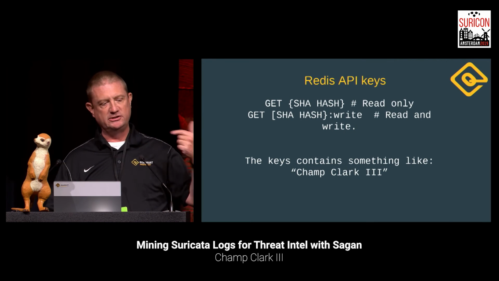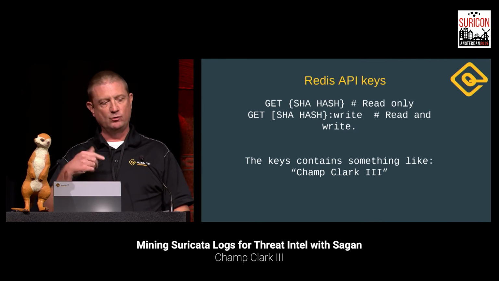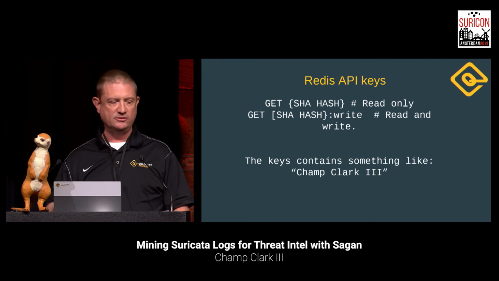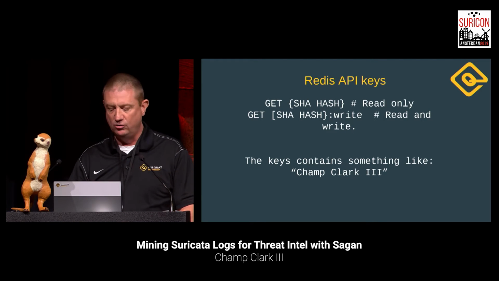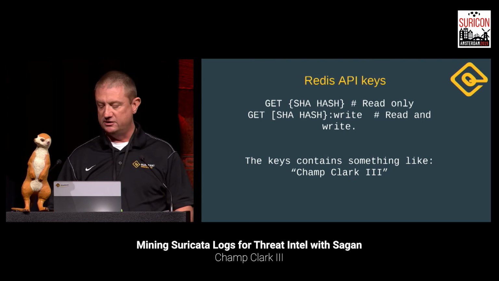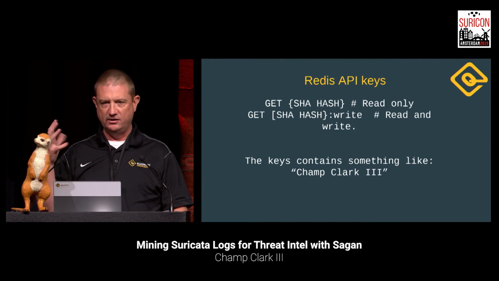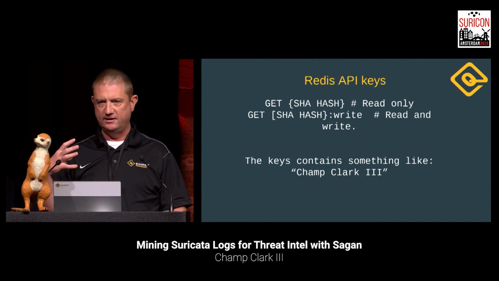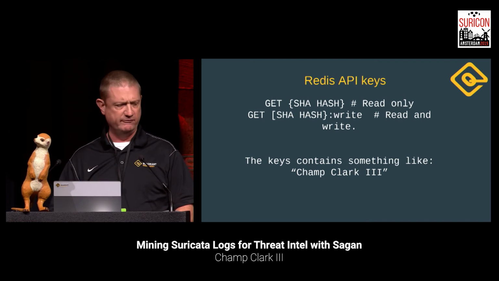So it basically says get this particular hash, and if the hash has a colon right at the end of it, it has read-write access, and then it tells us who owns that particular key. I'm only telling you this because if you look at the intel.php source code that comes with Sagan, it might be a little bit confusing right there.